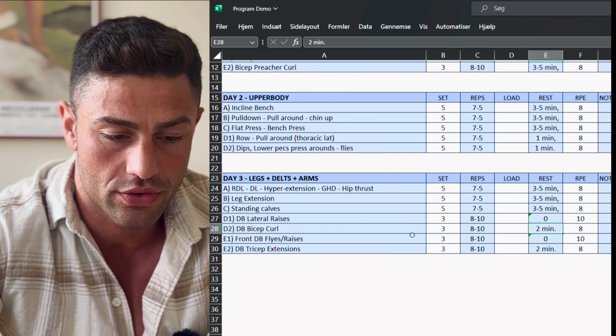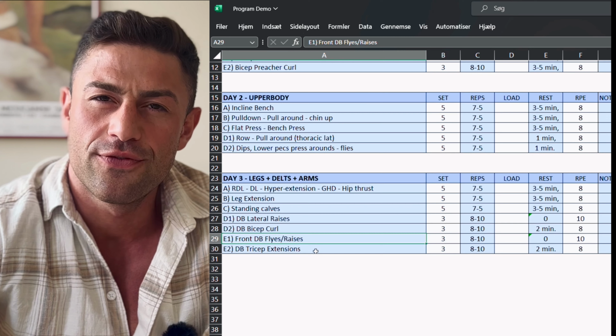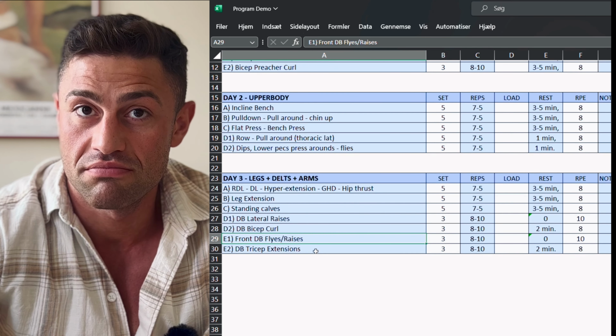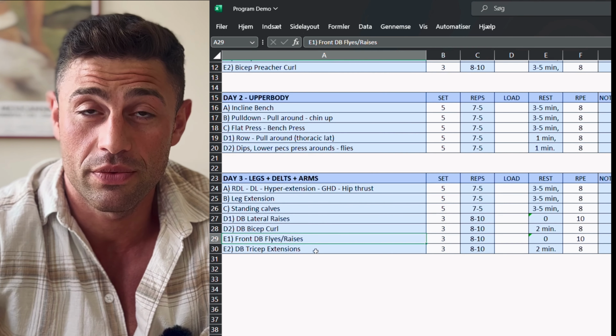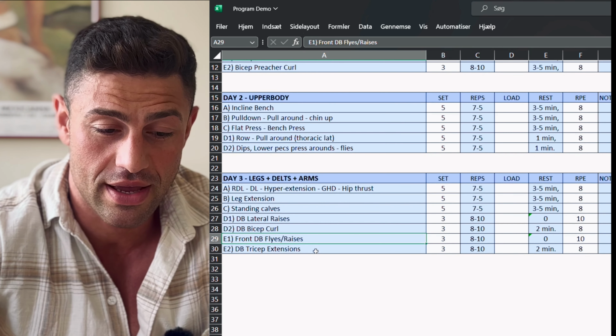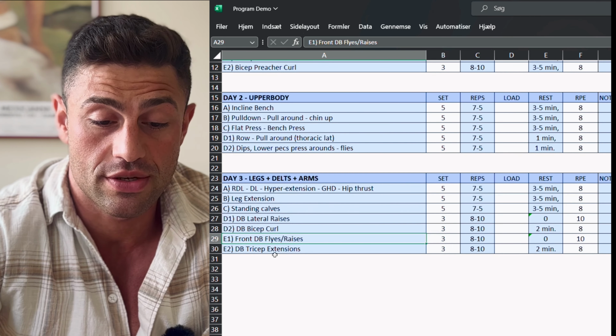And the same goes for dumbbell front raises. Is it flies or is it front raises? I'm asking you guys. I actually don't know. I was thinking about it right before and I couldn't come up with the answer. So I just write flies, aka raises. And then we're gonna superset that with a dumbbell tricep extension.